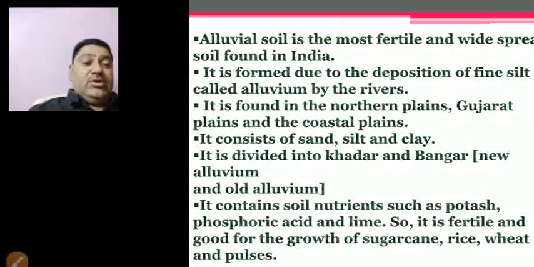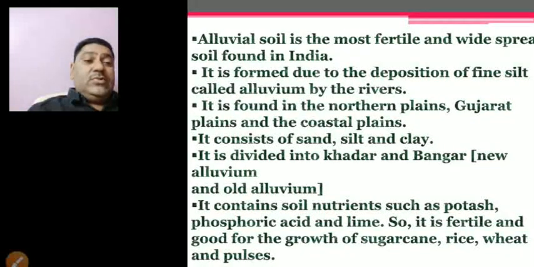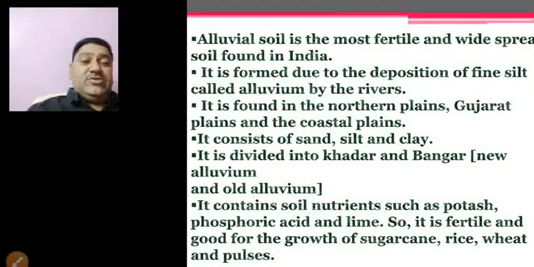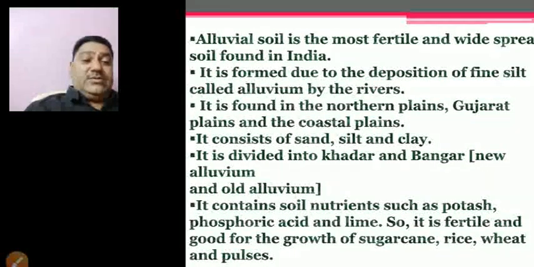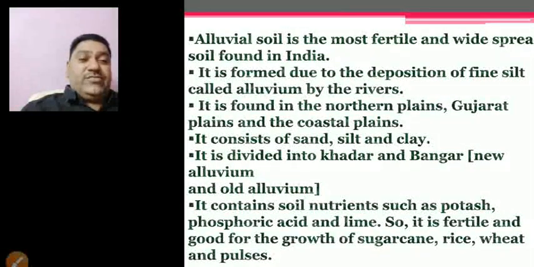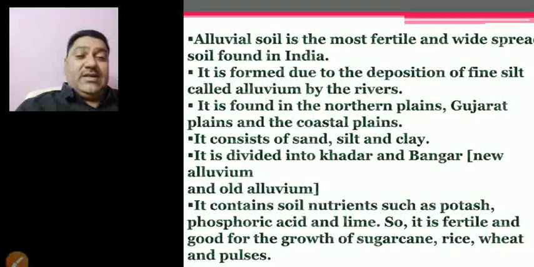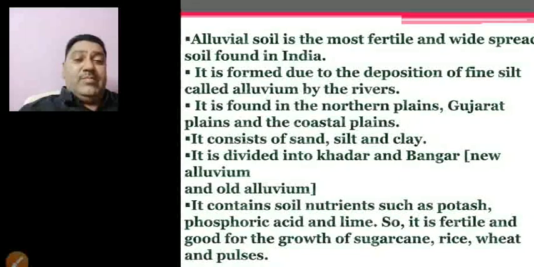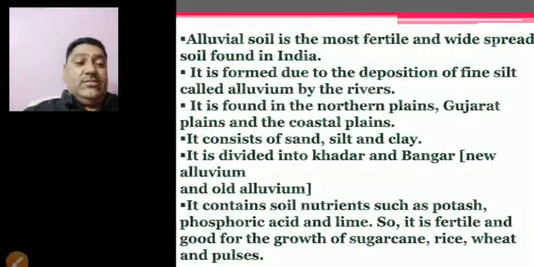And it is found in the entire northern plain, right from Punjab to West Bengal. Similarly, plains of Gujarat, Rajasthan, and east and west coastal plains. Now, this soil consists of sand, silt, and clay in various proportions. So, this is the texture of the soil. And we can divide this soil into khadar and bhangar. This topic you already saw last year.